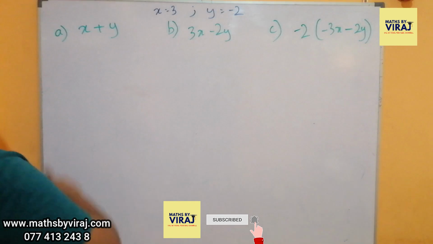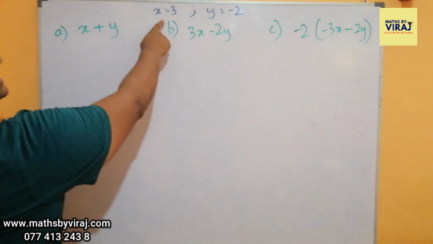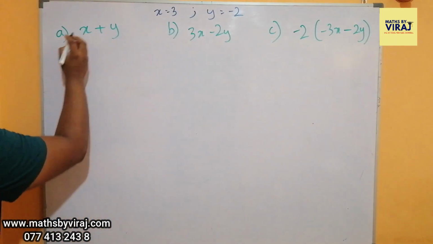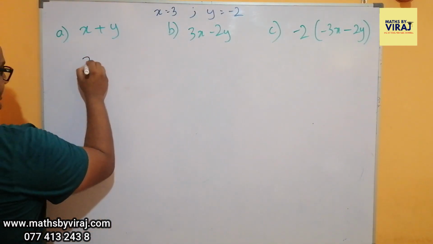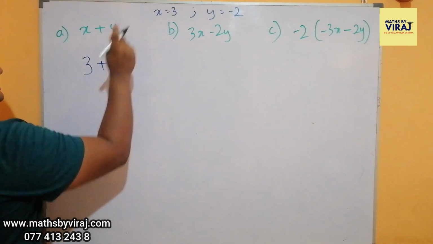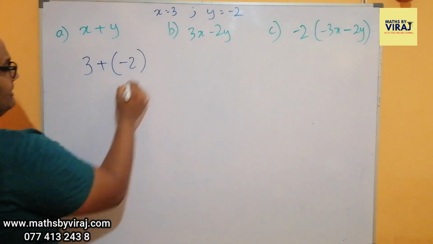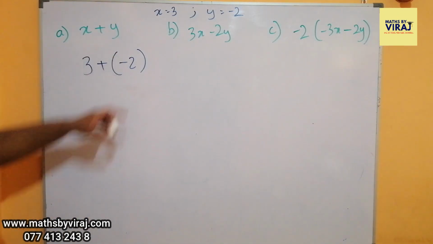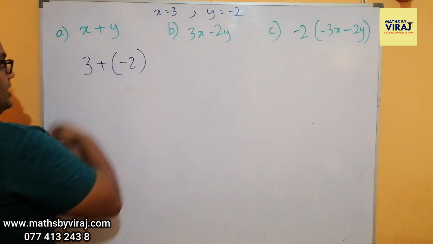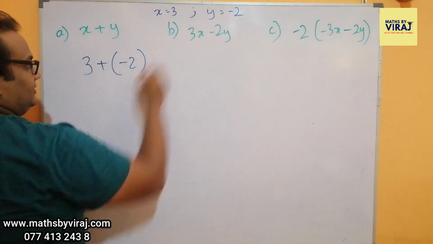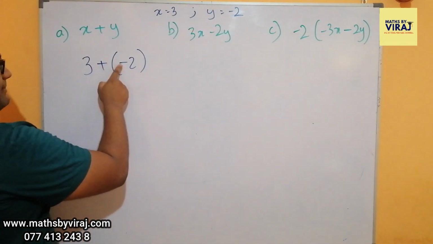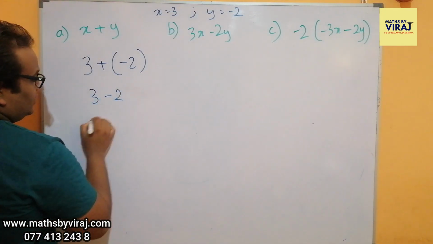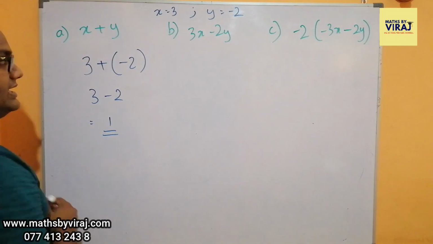Let's see. Now, x plus y, x is equal to 3 and y is equal to minus 2. Therefore, instead of x, what am I going to write? 3 plus, instead of y, minus 2. Now, remember, why did I write the value of y within brackets? Yes, the value of y is negative. Remember, plus and minus is minus. Therefore, 3 minus 2, answer is 1.